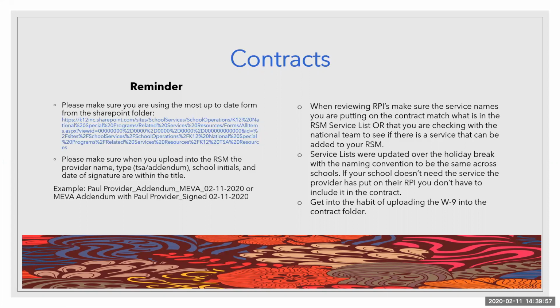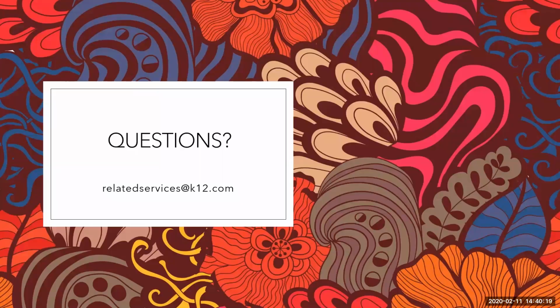And then the last thing is to get into the habit of uploading the W-9s into the contract folder. We have a lot of invoicing changes that are being made from K-12 themselves. So just having easy access to those, if they email us, say we need a W-9 for this person, it's easy for us to find it and pull it. So does anyone have any questions after all of that?